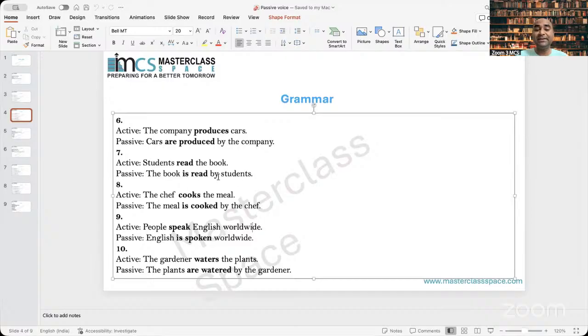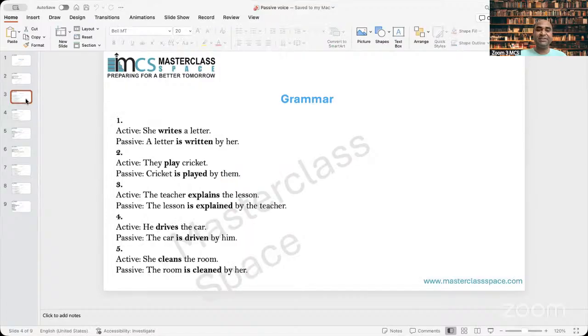The book is read by students. So this students will come first. The students, now because it is present simple, therefore no helping verb. The students read the book. That will be active form. In the negative sentence, you know that it is do and does. For example, cars are not produced by company. What if the sentence is cars are not produced by the company? Then it will be the company does not produce the car. Negative. That will be the active form.